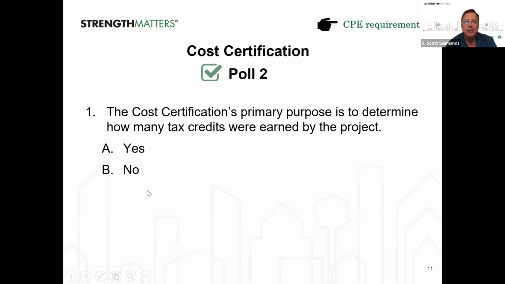See if I can advance that slide. All right, here comes another poll. Cost certification's primary purpose is to determine how many tax credits were earned by the project. Is that true or false?